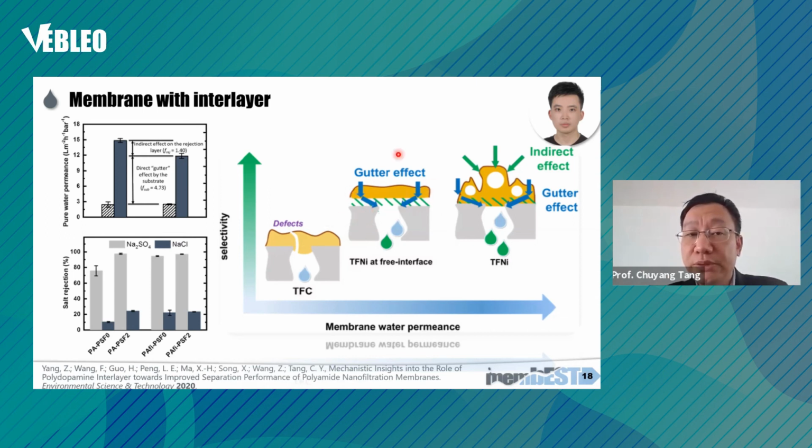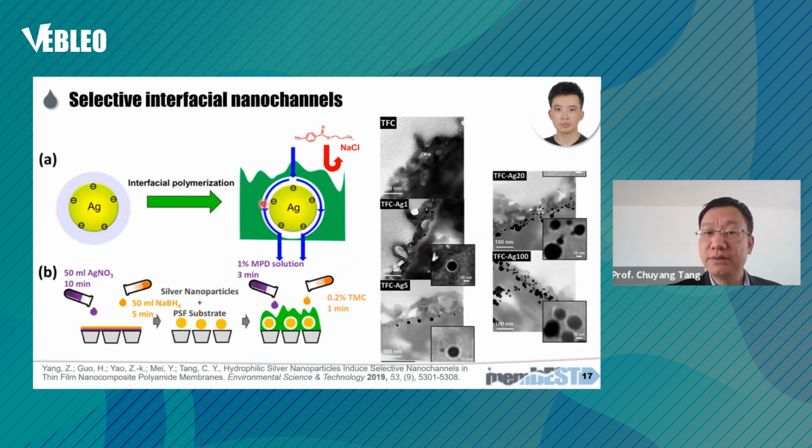After we do this, we realize a very interesting phenomenon. We look at the water permeance. The control membrane has very low water permeance. After we incorporate this additional interlayer, the water permeance is increased by almost 10 times, an order of magnitude enhancement. This effect is explained by the so-called gutter effect. This microporous layer serves a similar role as water channels.